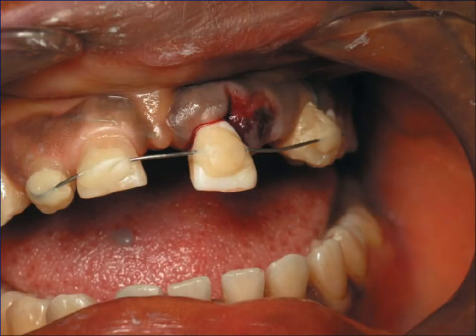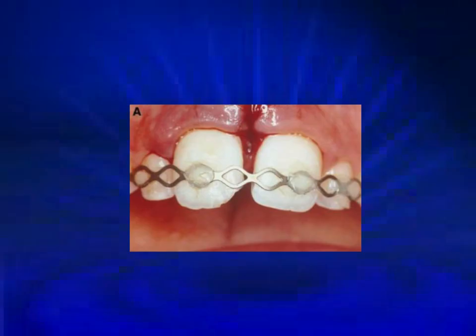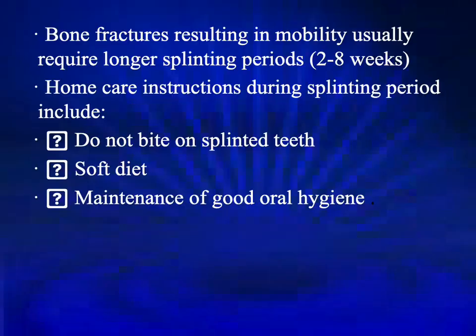So these are the available splints. This is with the arch wire. This is a titanium flexible splint. Bone fracture resulting in mobility usually requires a longer splinting duration, ranging from 2 to 8 weeks.